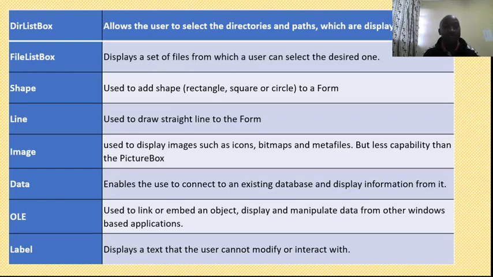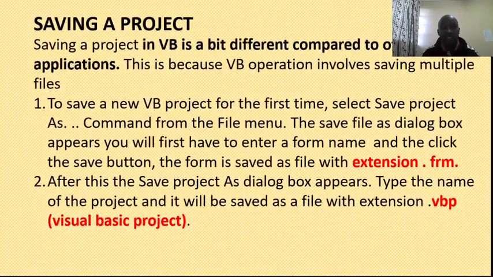We have an image, used to display images such as icons, bitmaps, etc. Then we have data. It enables the user to connect to an existing database and display information from it. Then we have object linking and embedding. It is used to link or embed an object, and display and manipulate data from other Windows-based applications. Then we have the label. It displays text that the user cannot modify or interact with. Therefore, those are the explanations of various tools on the toolbox.